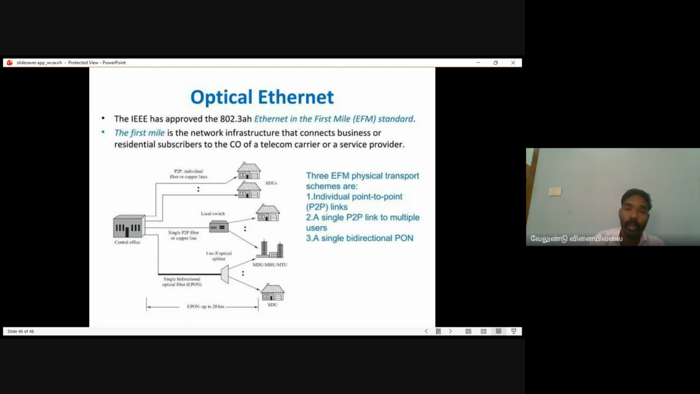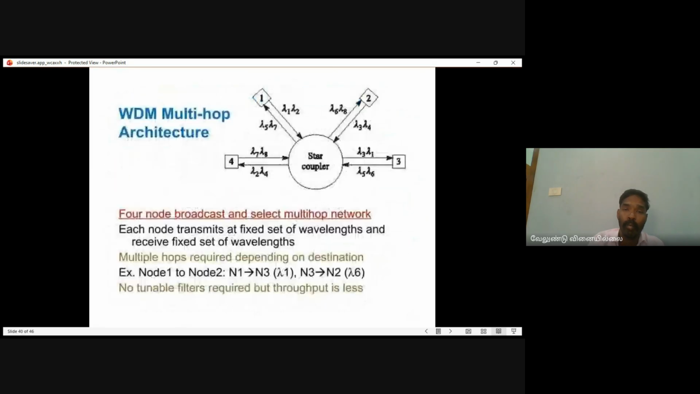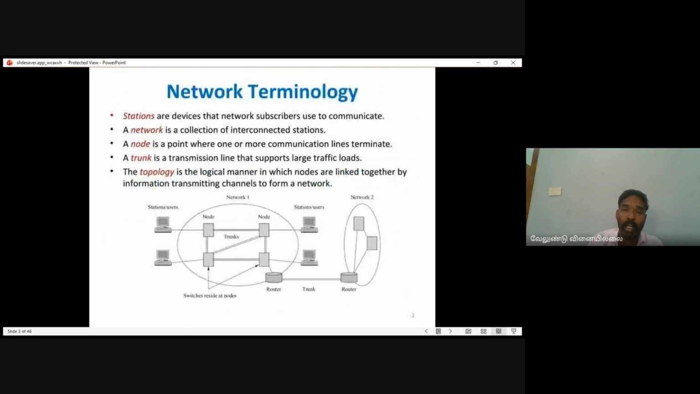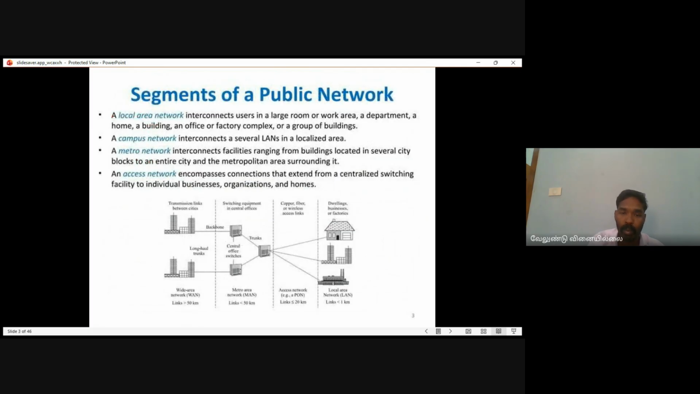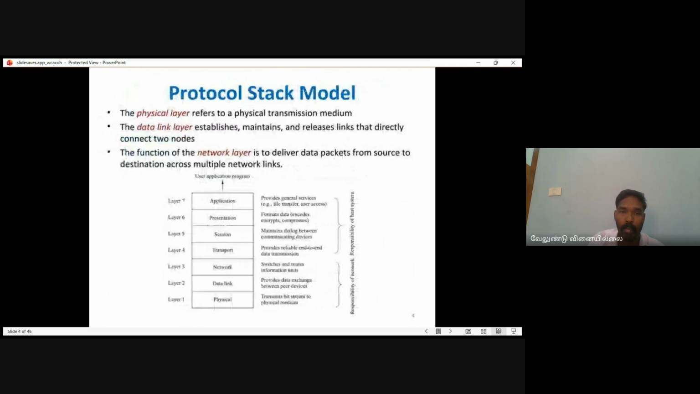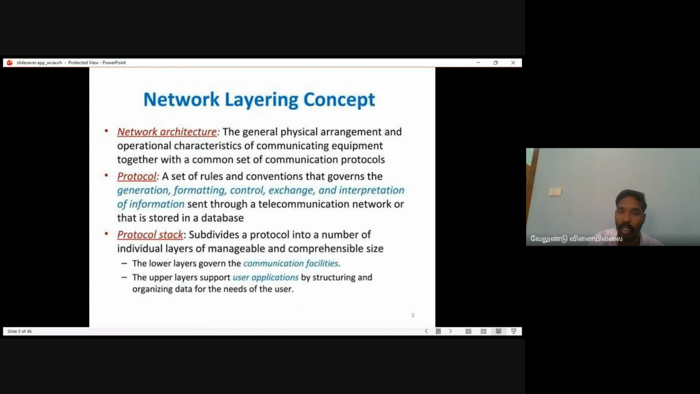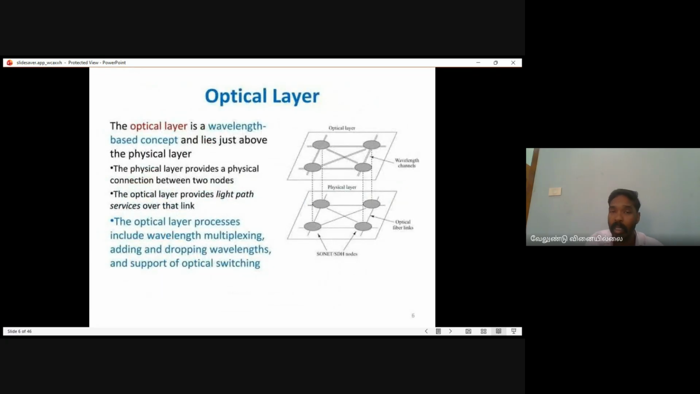Okay. So I just want to give you a fast recovery. First, we did the terminologies and the types of network: WAN, MAN, PON, and LAN, and the protocols. And finally, the network layers. The optical layer means it's a physical layer. Obviously, it is a physical layer, but it is mainly dealing with the IP address, IP link, and IP data only.